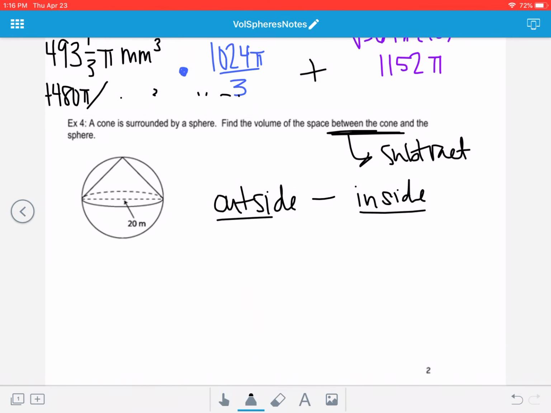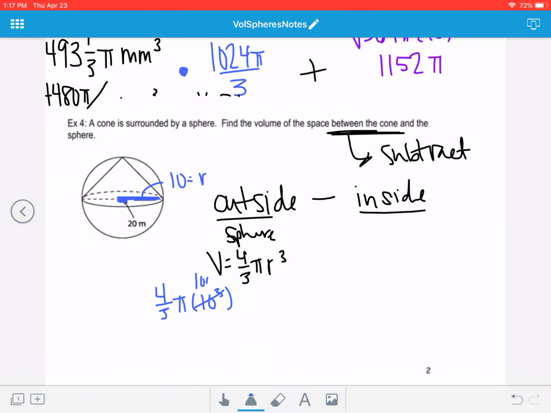So our outside figure is the sphere. To find the volume of a sphere, it's 4/3 pi radius cubed. The radius must go halfway across the sphere. Since that whole line is drawn in and is labeled 20, that's representing the diameter. Therefore, the radius is going to be 10. So 4/3 pi times 10 cubed. 10 cubed is 1,000. 1,000 times 4 is 4,000, which is not divisible by 3, so I'm just going to write that as 4,000 pi over 3. That would be the outside, that's the whole sphere.